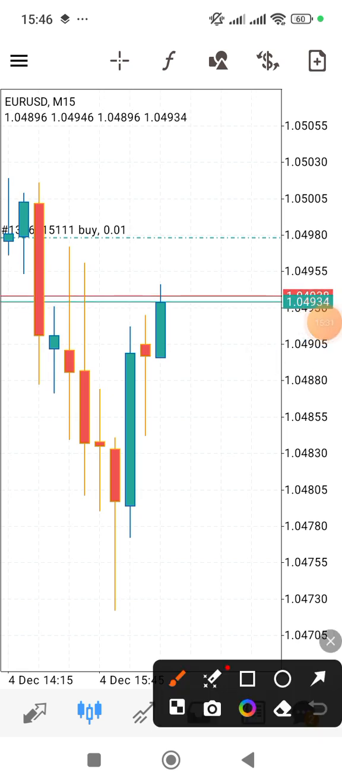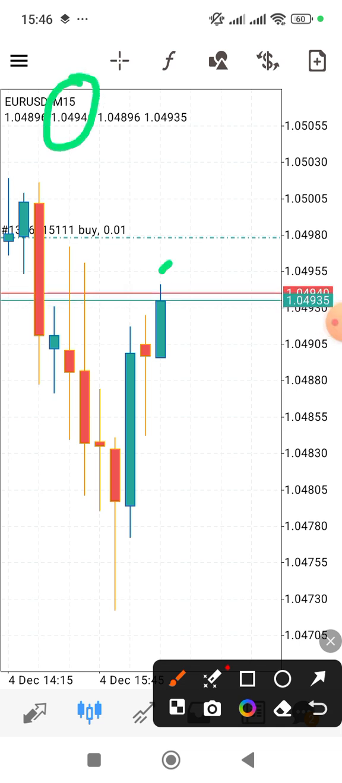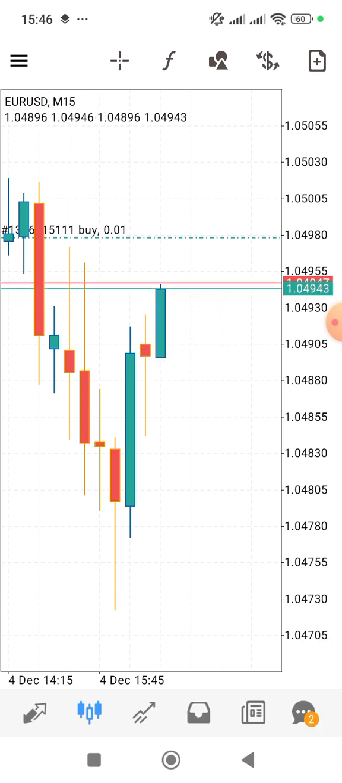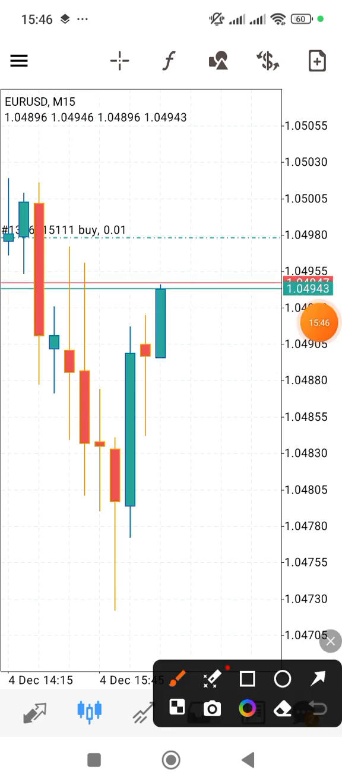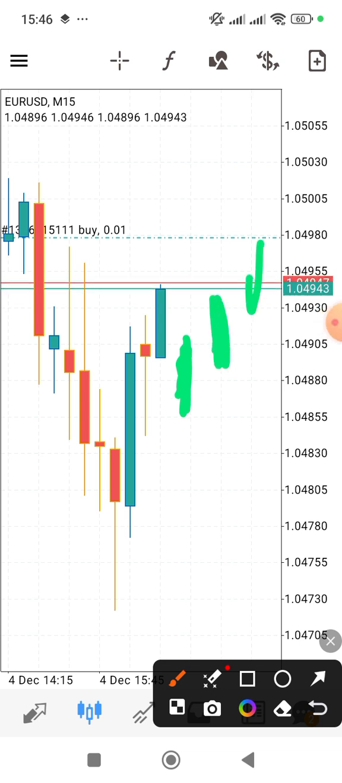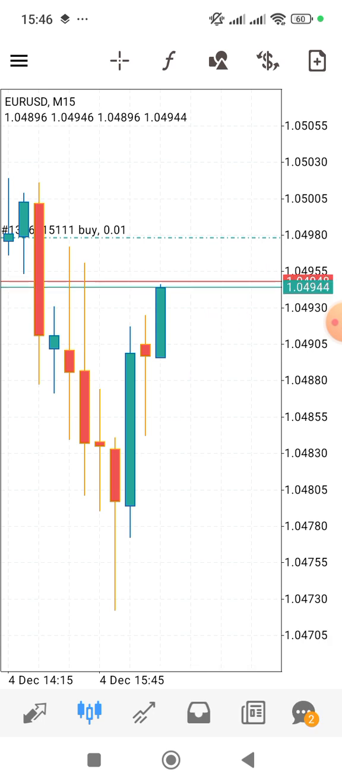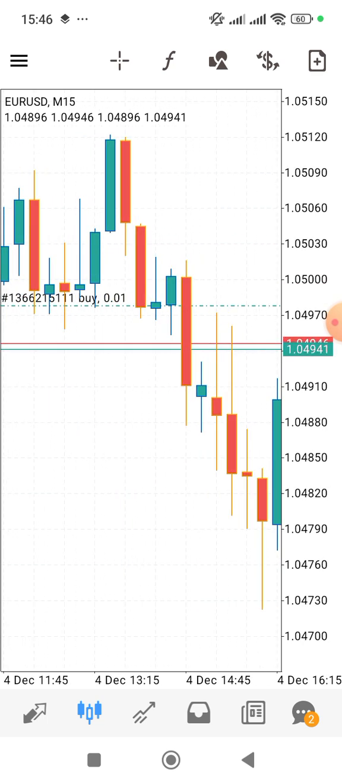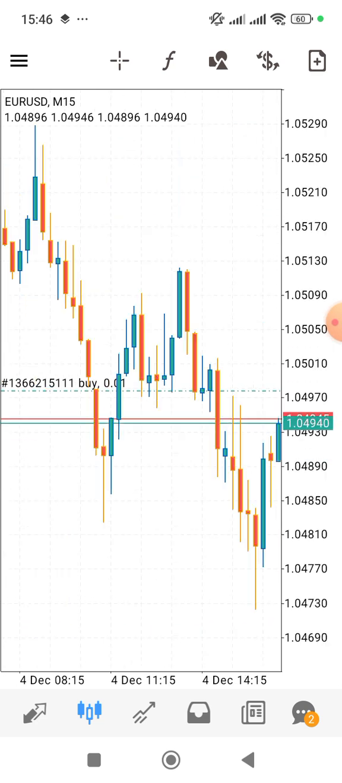So in this 15 minutes time frame, before this candle finishes for another one to start forming, it will take 15 minutes. After 15 minutes, a new candle will start forming. After 15 minutes again, that one will close, and another one will start forming. You will learn more of this in the candlestick patterns and candlestick anatomy class.